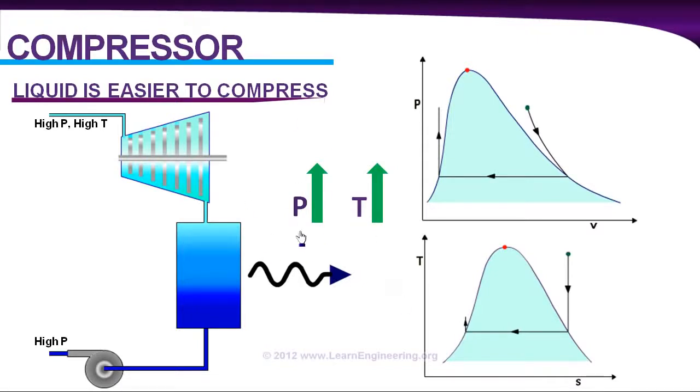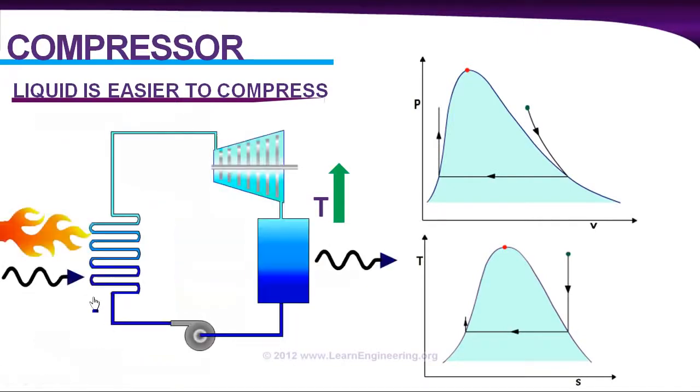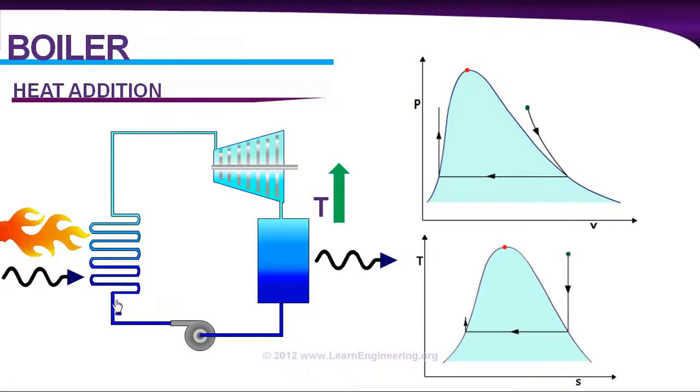We have increased the pressure now. Now we can concentrate on how to increase temperature back to its original state. Answer is simple. Just add some heat to the exit of compressor. So it will be like this. We will use a heat exchanger called boiler, and we can add heat from outside to the fluid. So obviously temperature of the fluid will increase back to its original state, and you can see it over here.